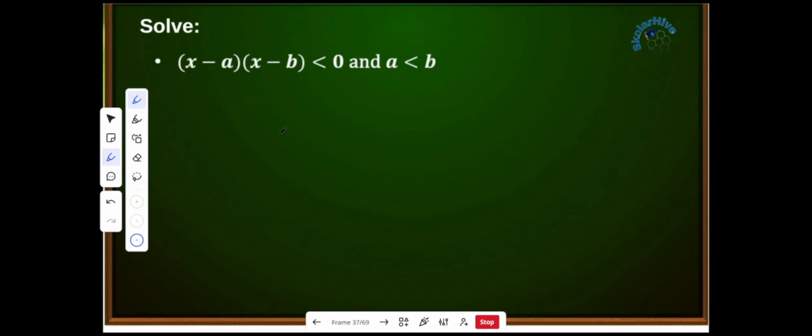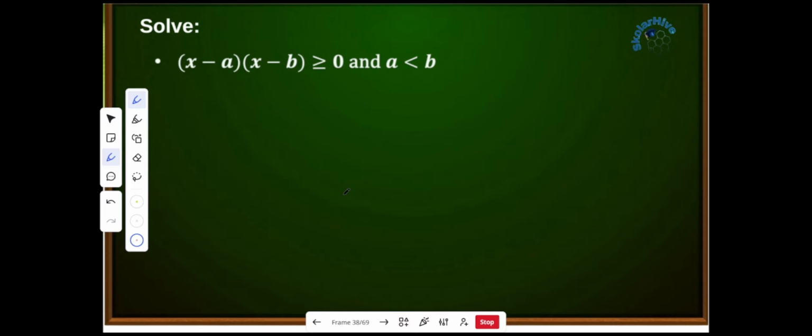So you can answer this. So this will be nothing but, if we have (x minus a)(x minus b) less than 0 and a less than b, then this will be nothing but x belonging to the open interval a to b, or we can write it as x is less than b and greater than a. Just the opposite of this, if a is bigger than b, then x will be less than a and bigger than b.